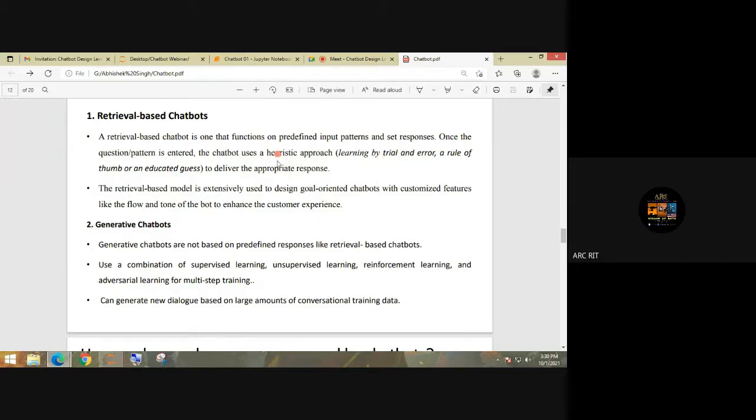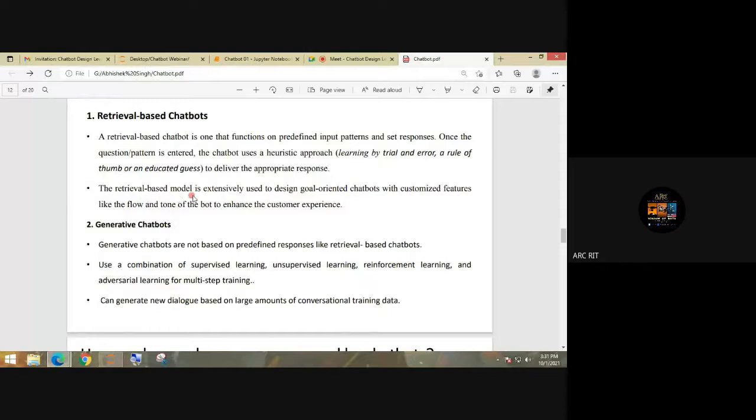If I am writing hello, then it will not say how are you, or it will not say who are you, because for hello I have fed responses like hi, vanakkam, good morning. So it will only learn by trial and error or some educated guess. It will not be anything in the air. It will be a guess, but a logical, educated one, to deliver the appropriate response.